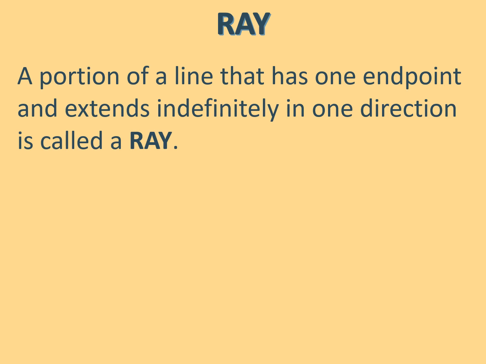The last thing I want to talk about today in this video is a ray. A ray is a portion of a line that has one endpoint and extends indefinitely in one direction. Here's a picture of a ray. You can see that it has an endpoint here, A, but it is extending indefinitely in the other direction. B is just another point on the ray. B is another point on the ray.